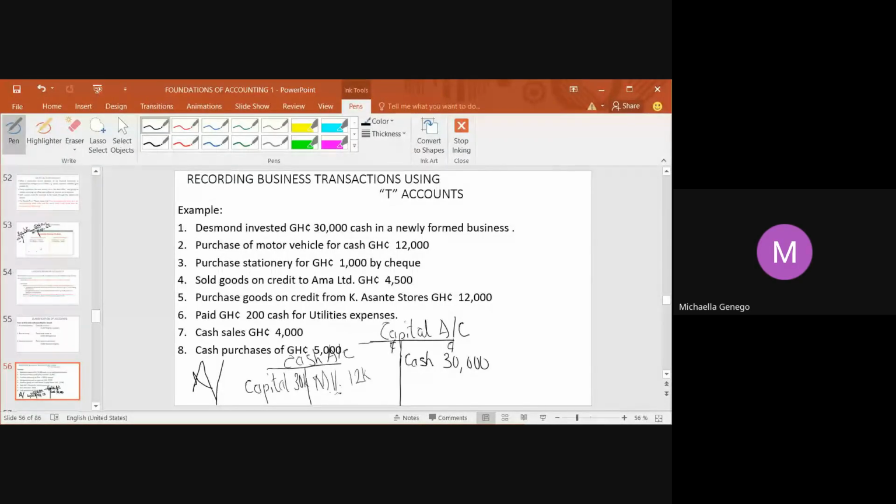And then the eighth one is what? Cash purchases. We've created both accounts already. So which one gave us the purchases account? Number 5. Exactly. So what are we doing? Cash purchases. What do we do?